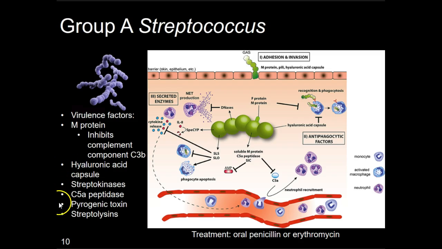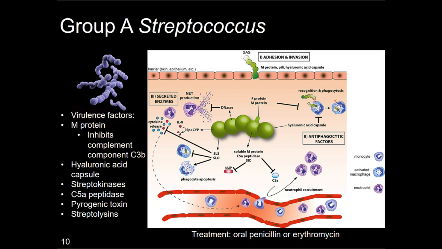Some of these other factors you may recognize from our lecture on skin infections: hyaluronic acid, capsule, streptokinases, C5a peptidase, pyrogenic toxin, and streptolysins. As you go through this list in your notes, I want you to think about what each of these does. What do streptolysins actually lyse? It has lysine in the name. What is it lysing? What does the pyrogenic toxin lead to?